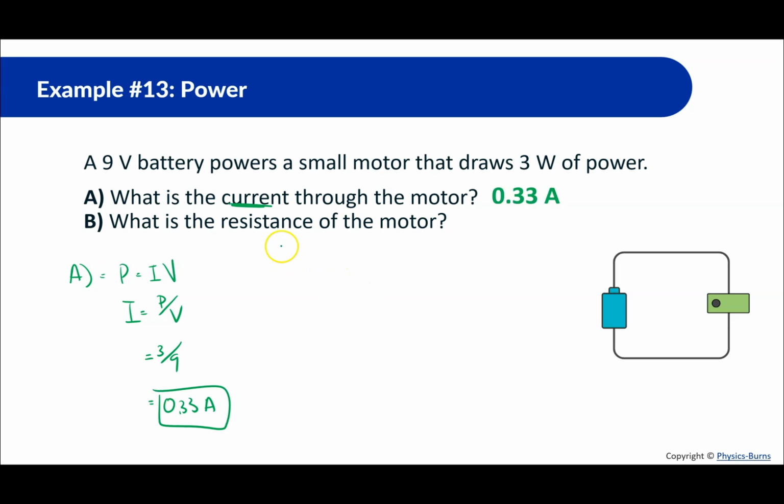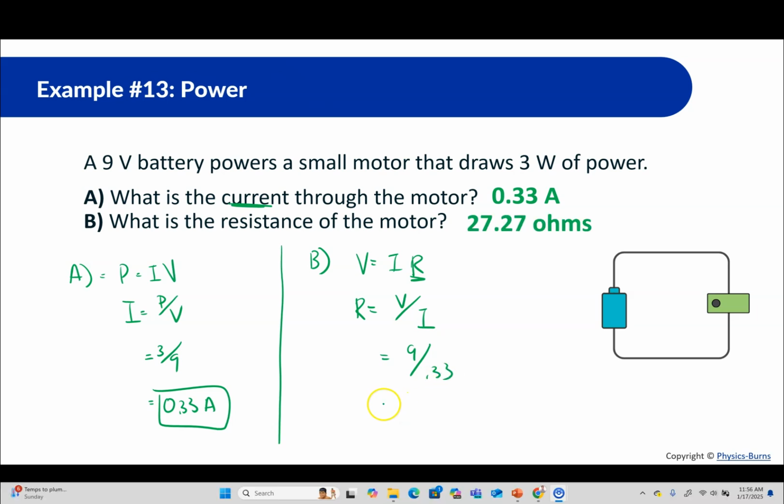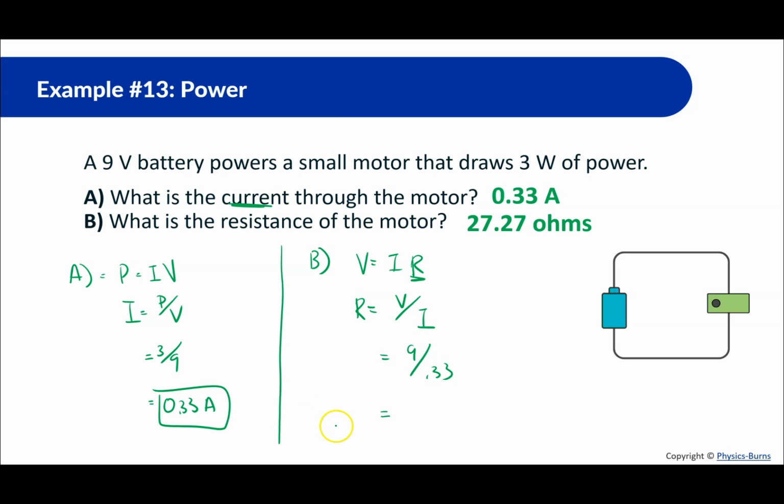What is the resistance of the motor? So now we know the current. We can use Ohm's law to find this. Ohm's law, V equals IR. We're looking for resistance, so let's do some manipulation. Resistance equals V divided by I. V is 9, current is 0.33. Let me put this into my calculator. It is 27.27 ohms.